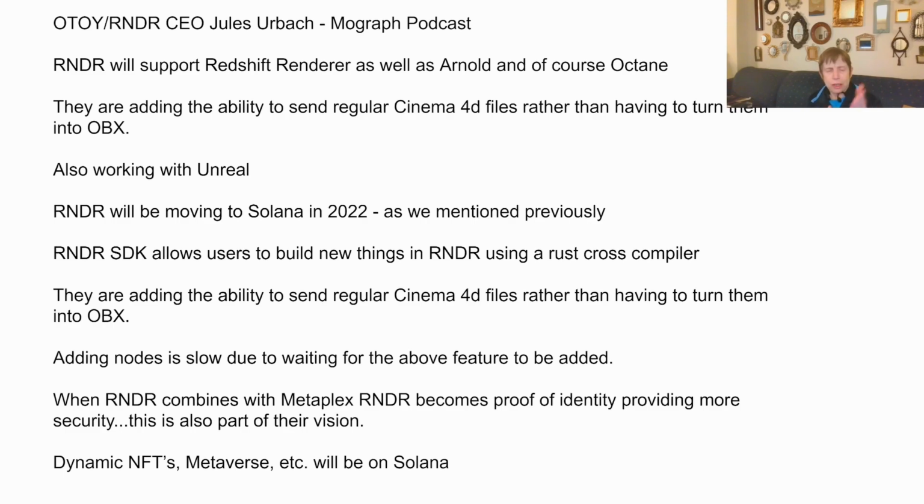So what are these changes, especially before we get to the metaverse? What do these improvements in the Render Network mean? Well, I think it's going to make it more artist friendly. It's going to make it more popular. And what does that mean? That means more people are going to be using it, and it could mean more money for nodes. Remember, it's supply and demand.